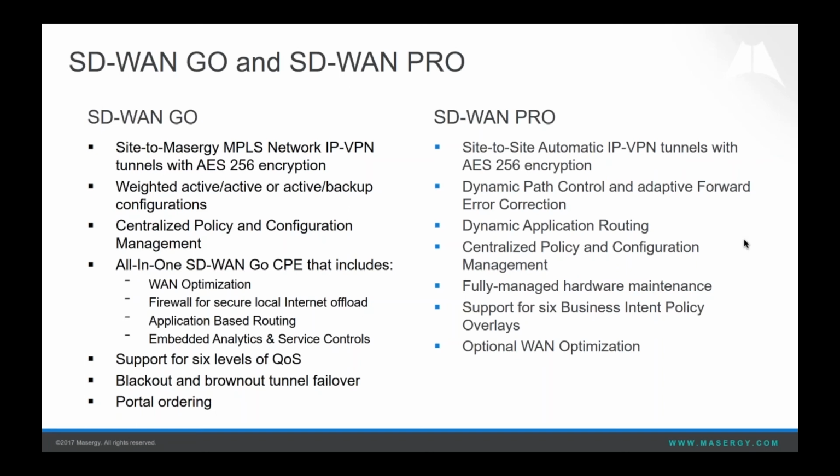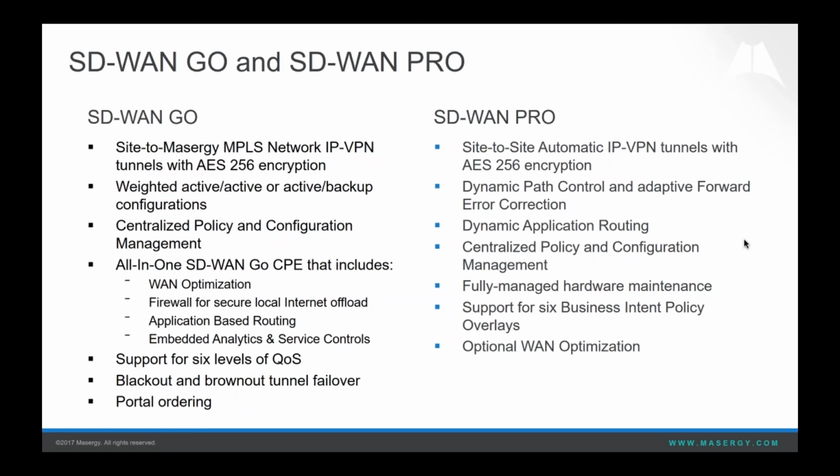That could be a private MPLS network, it could be an internet network. But basically what you're doing in an SD-WAN Pro environment is building a site-to-site SD-WAN network, bypassing really whatever core transports are being used for the SD-WAN.